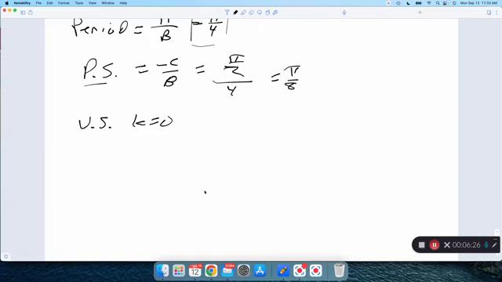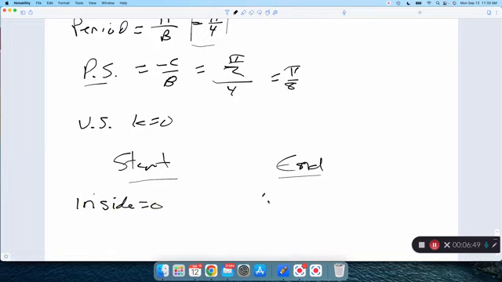Okay, start and end. Different from everybody else. Sine, cosine, secant, and cosecant: it's always inside equals 0, inside equals 2 pi. For tangent, it's negative pi over 2 and pi over 2. For cotangent, we got something different again: inside equals 0 and inside equals pi.